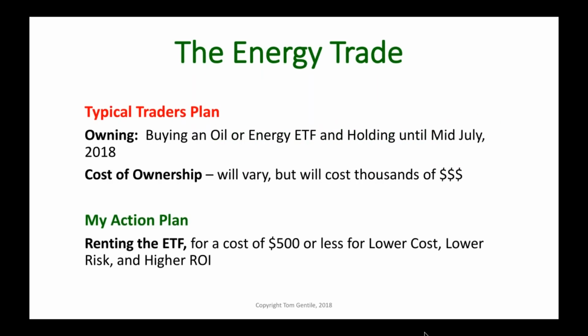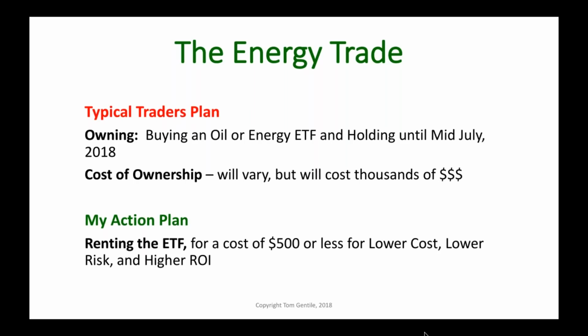Now, this is what a typical trader would do in red, and this is my action plan. Typical trader that knows this pattern. And there's some of them out there that do, but maybe they don't know how to trade options on it. All right, so a typical trader will go out there and they'll buy oil. Maybe they'll buy USO. That's going to be the cheapest. All right, not always the best, but it is the cheapest. Maybe they'll buy an energy ETF like XLE. Maybe they'll buy a stock like ExxonMobil or Chevron. And their plan is to hold it until mid-July. All right, so the cost of ownership is going to vary, but it could end up costing thousands of dollars depending on what it is you're going out there and buying.